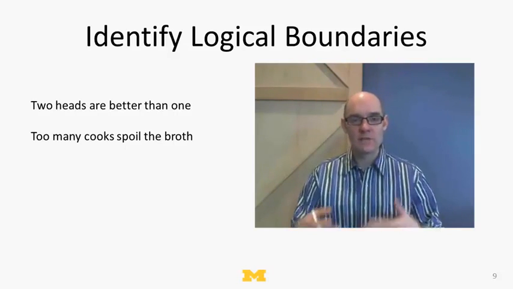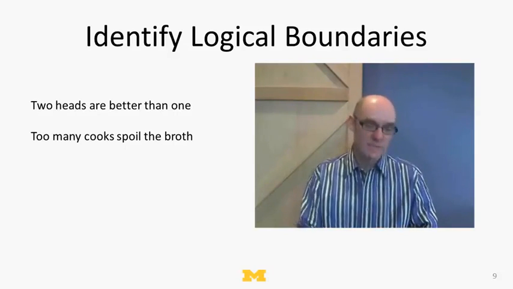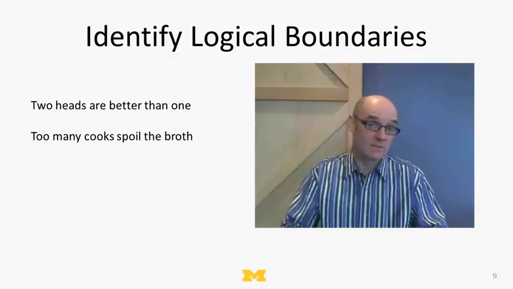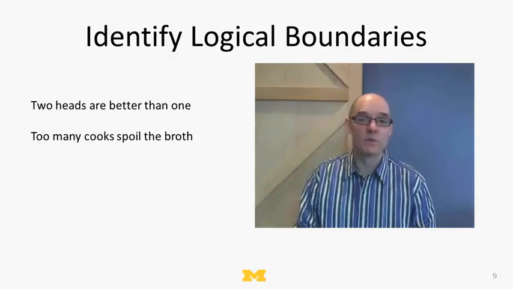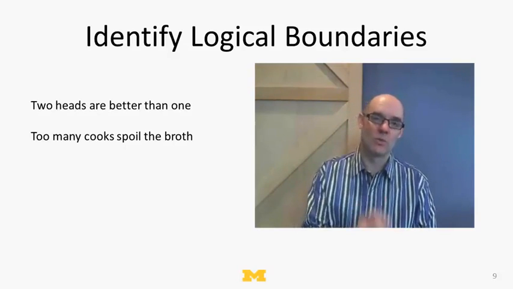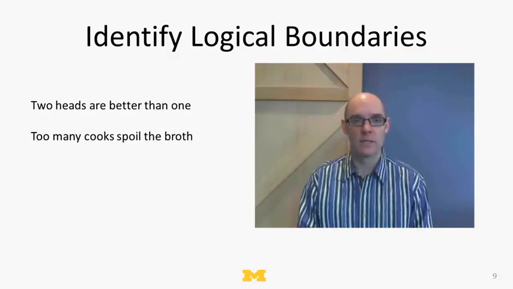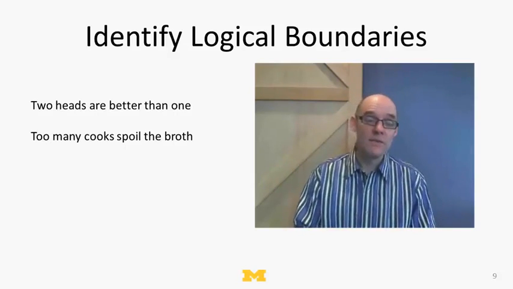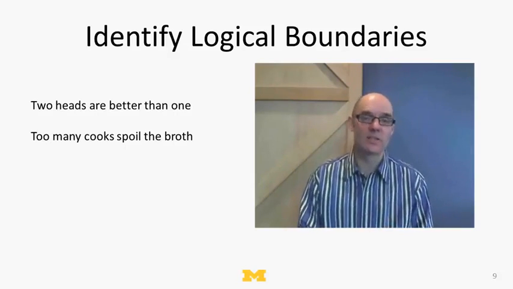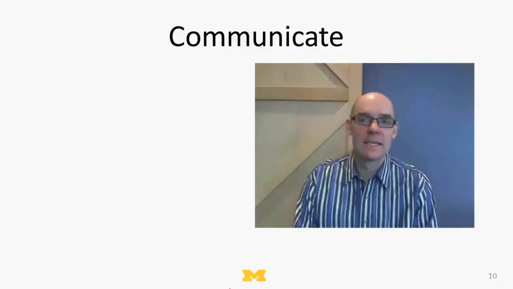So if you just have these sorts of proverbs or mantras that you follow, they're not going to do any good, because there's always going to be an opposite proverb that says do the opposite thing. So which one do you follow? What models enable us to do is find the conditions under which one thing holds and one thing doesn't. Later in this course, we're going to see exactly when it is the case that two heads are better than one, and when it is the case that too many cooks spoil the broth. So even though these proverbs are opposite, there are conditions under which each holds. All right? Okay. Last thing, communicate.